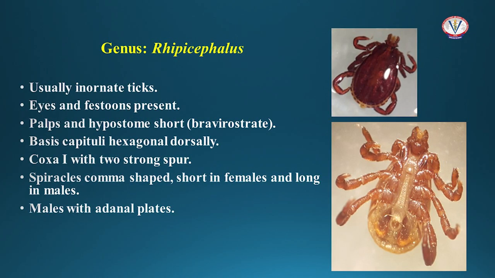Genus Rhipicephalus, usually inornate ticks. Eyes and festoons are present. Palps and hypostome are short, that is brevirostrate. The basis capituli is hexagonal dorsally. Coxa 1 has two strong spurs. The spiracles are comma shaped and short in females and long in males.